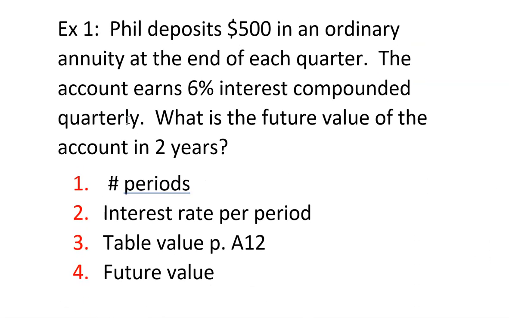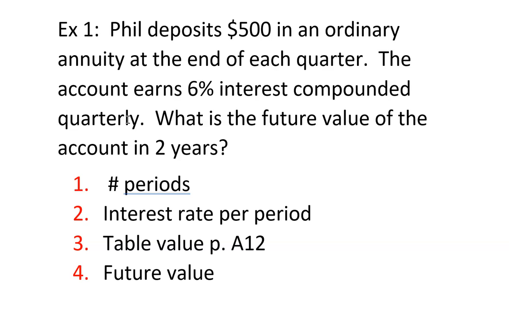Our first example, and I'm going to break it up into steps so that we can follow. It should follow that first table with the big long numbers that we did 2 days ago. Phil deposits $500 in an ordinary annuity at the end of each quarter. The account earns 6% interest compounded quarterly.